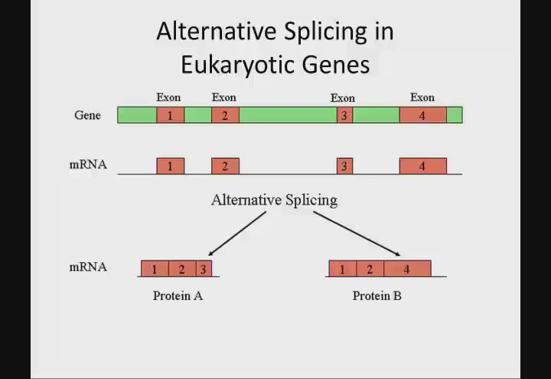Now the boxes here represent the exons. Now alternative splicing says that when this engages the spliceosome, this could result in protein A or protein B. Protein A is exon 1, 2, and 3 spliced together, while protein B is exon 1, 2, and 4 spliced together. These are different proteins from the same gene.